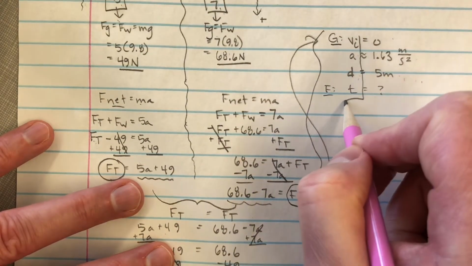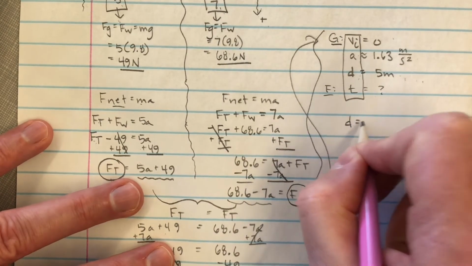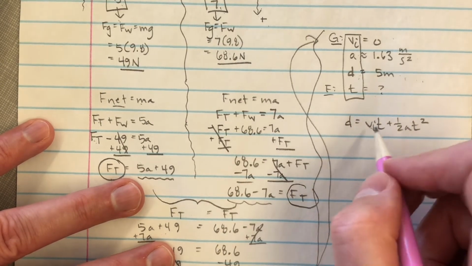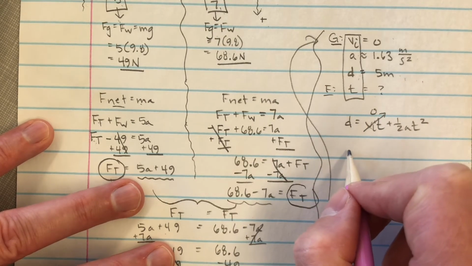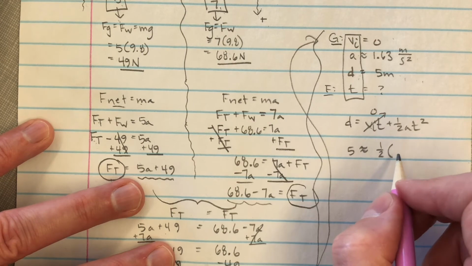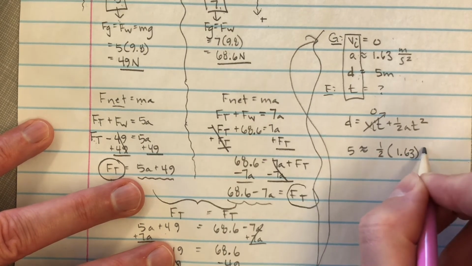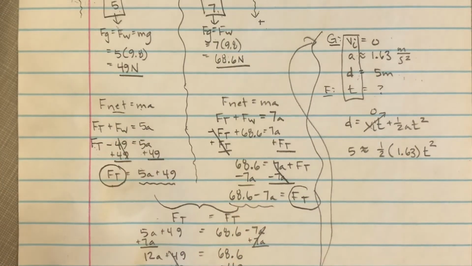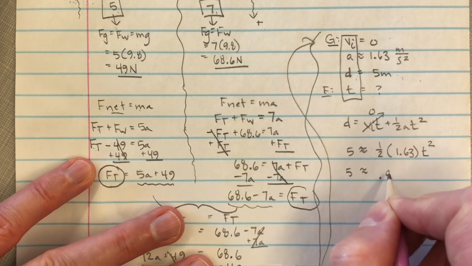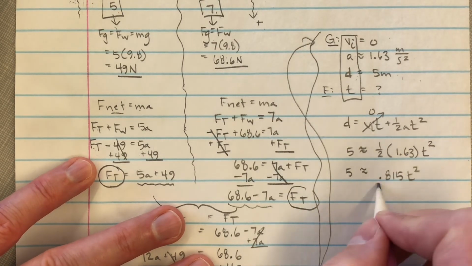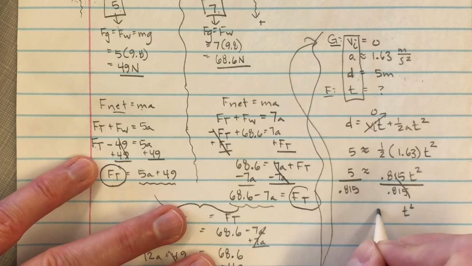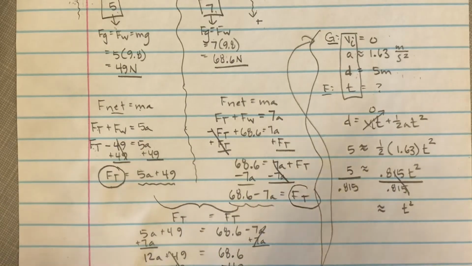That specific combination of variables, if you look at your list of equations, sets up for the quadratic, d equals vit plus 1/2 at squared. So now just substitute your values in. The initial velocity is 0, so this term here is going to go away. So we have 5 approximately equals, because the acceleration is approximate, 1/2 times that approximate acceleration rate of 1.63 times the unknown t squared. So now we have 5 is approximately equal to 0.815 t squared. Divide both sides by 0.815. So t squared is approximately equal to 6.13.